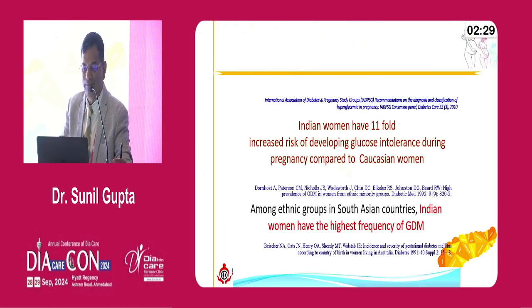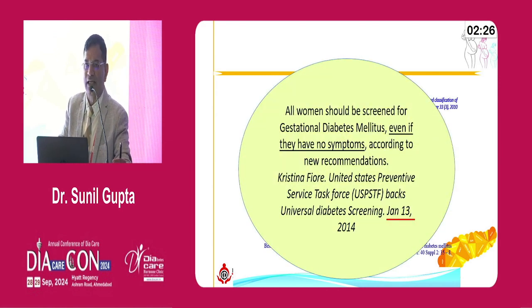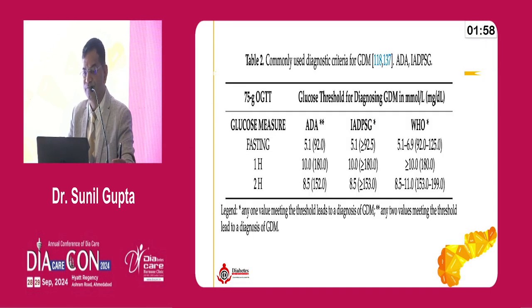Screening and diagnosis, very brief. People should not ask this question. Indian women are at 11 times increased risk of developing GDM, and every woman in our country, by Government of India guidelines, DIPSI guidelines, and all other guidelines, should be screened at the first opportunity when they come to the ANC clinic for the first time, and again repeated minimally in the third trimester, or ideally in the first, second and third trimester. If the first is negative, you should do it a second time, and if the second is negative, do it a third time. These are the ADA and IADPSG guidelines.